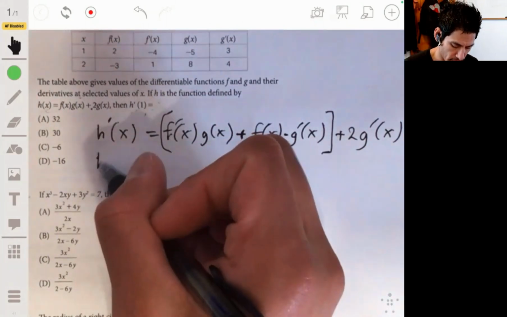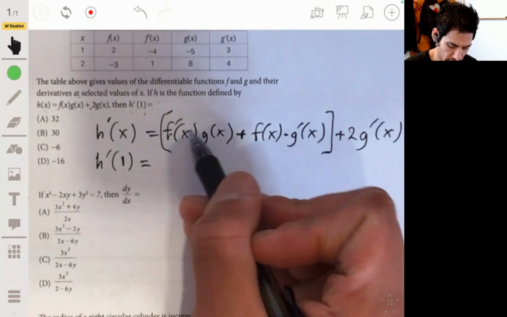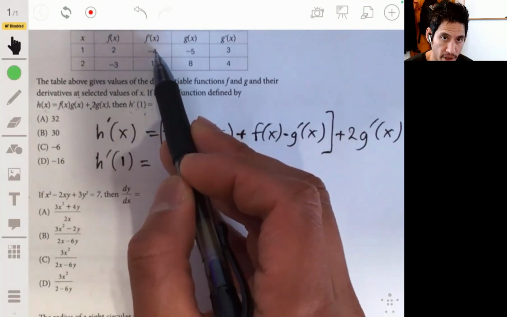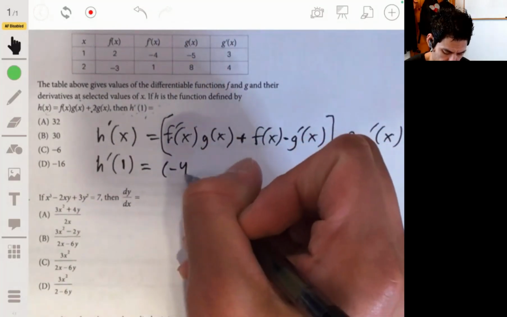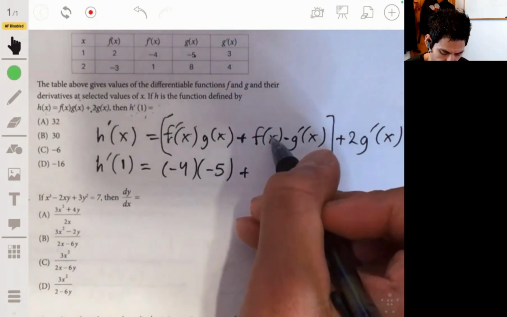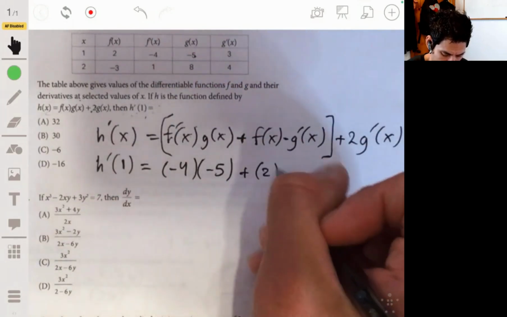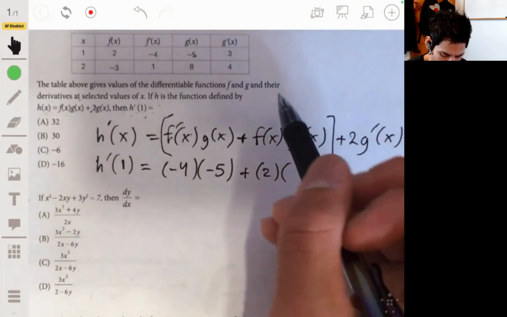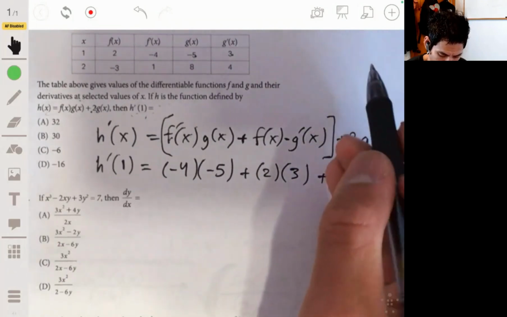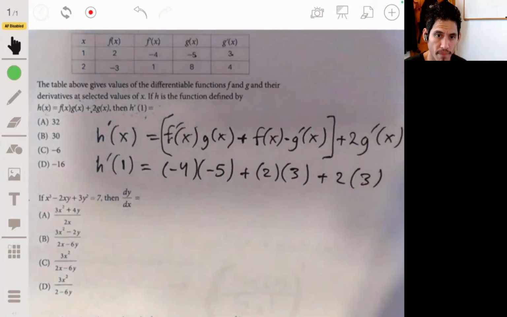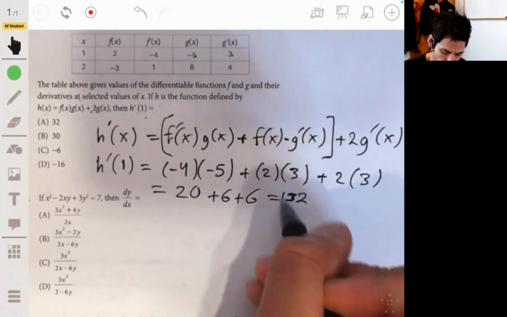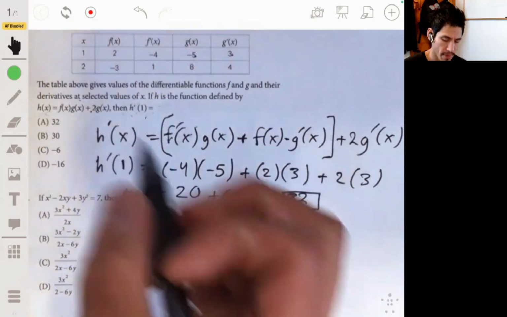And since we're trying to find h prime of 1, we just have to evaluate each of these for 1. So f prime of 1, in our table, is negative 4. So we have negative 4 times g of 1, which is negative 5, plus f of 1, which will be 2, times g prime of 1, which will be 3, plus 2 times g prime of 1, which will be 3 again. And so we'll get 20 plus 6 plus 6, or 32. And so the answer will be A.